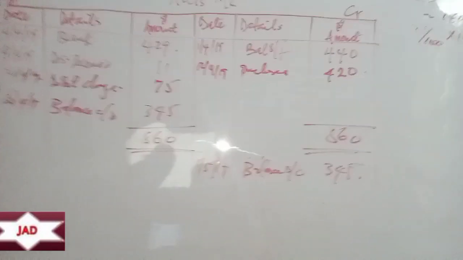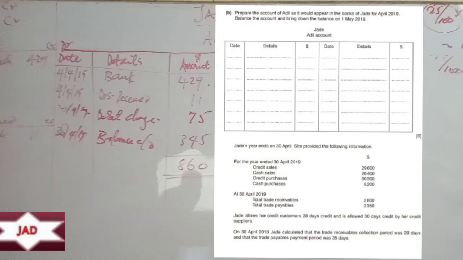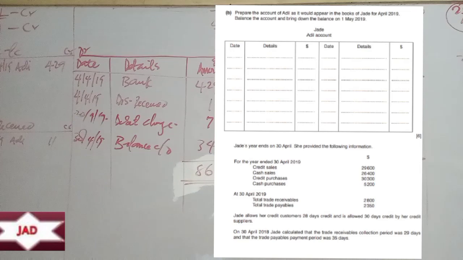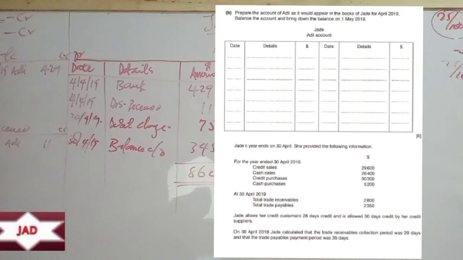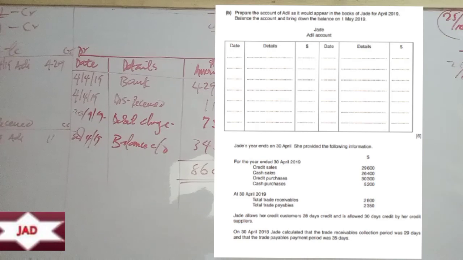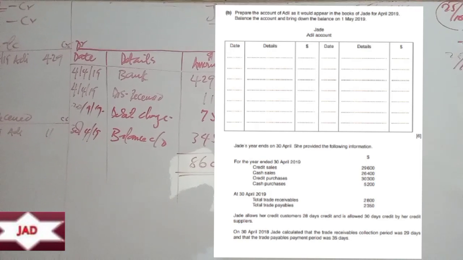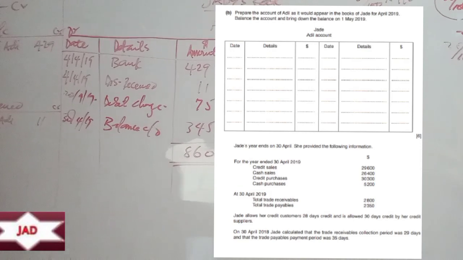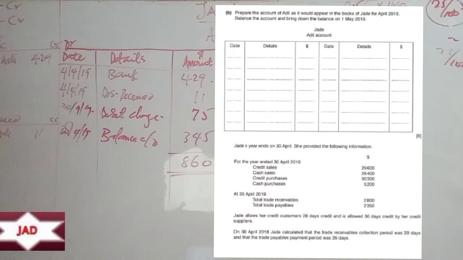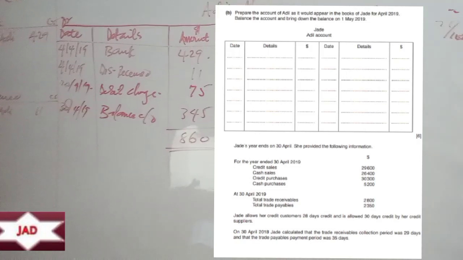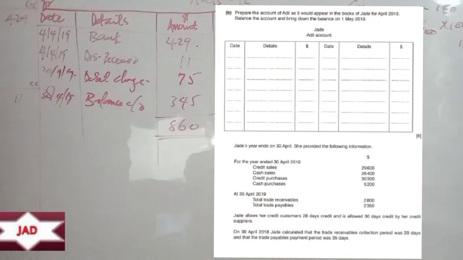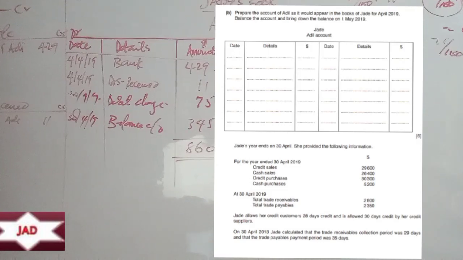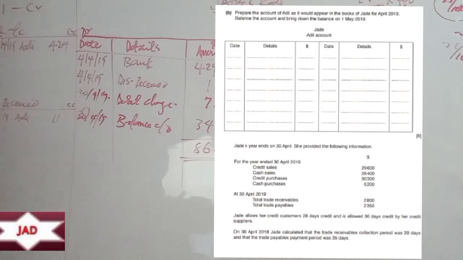So the next question there is that they say Jade's year end is 30th April. She provided the following information. For the year ended 30th April 2019, we have cash sales, credit purchases, cash purchases. At 30th April 2019, total trade receivables 28, total trade payables 2350. So Jade allows her credit customer 28 days credit and is allowed 30 days credit by her credit supplier.